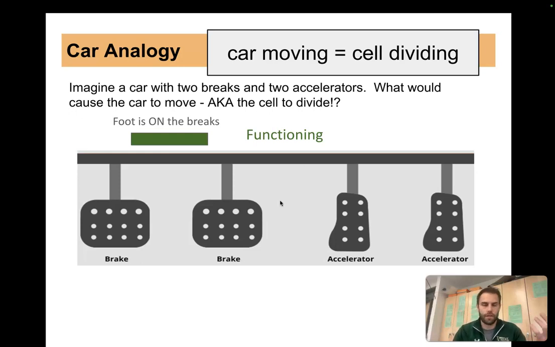By the way, if you haven't driven yet, whenever you're at a red light, your foot is always on the brake, all right? And that means your foot's off the gas pedal. And let's say our car's normally at a red light, like the cell's not dividing.